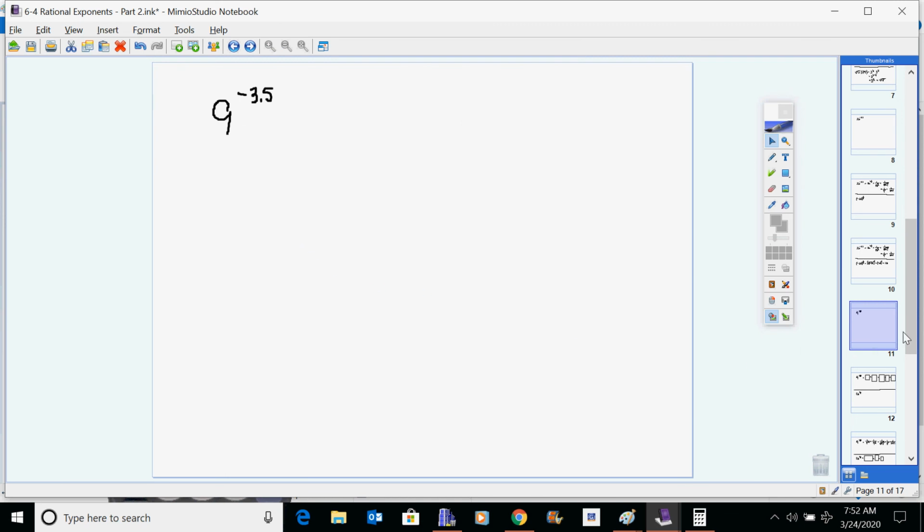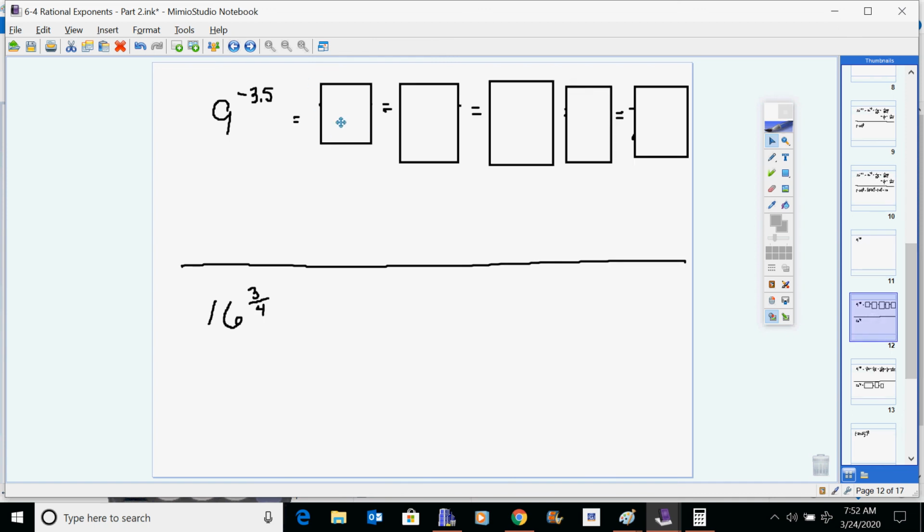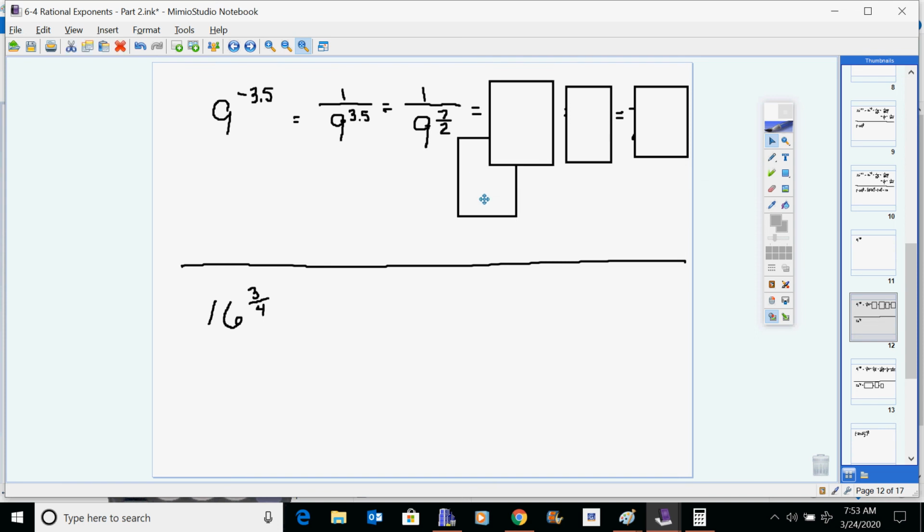Right here, once again, we want to get our exponent dealt with. You can either bring it to the denominator first, or you can change it to an improper fraction first. Either one will work. Remember, our negative exponent brings things to the bottom in order to make it positive. So that's 7/2 would be our exponent there.